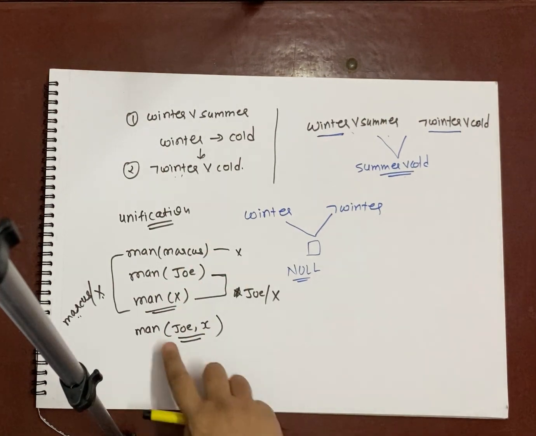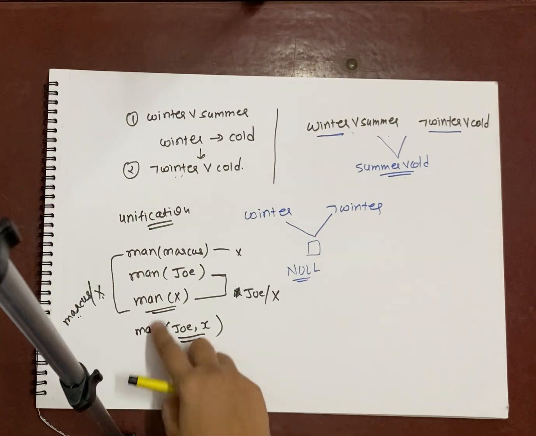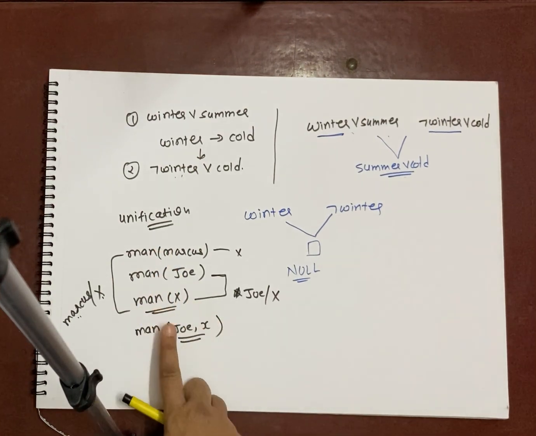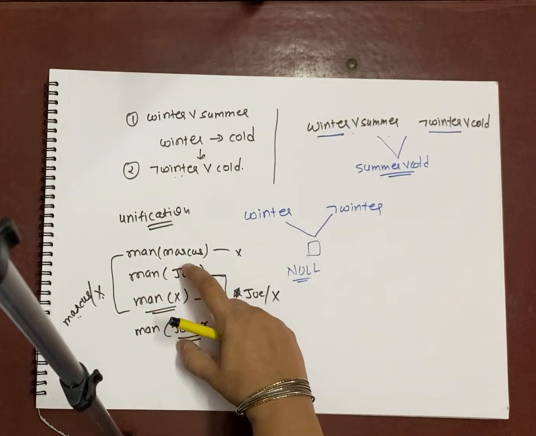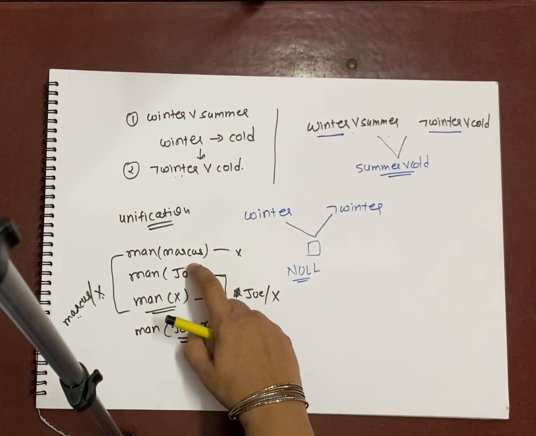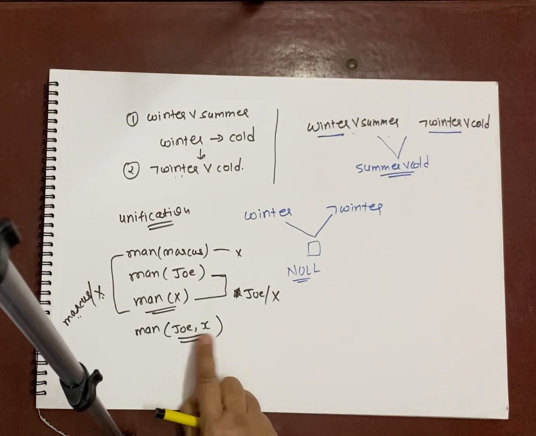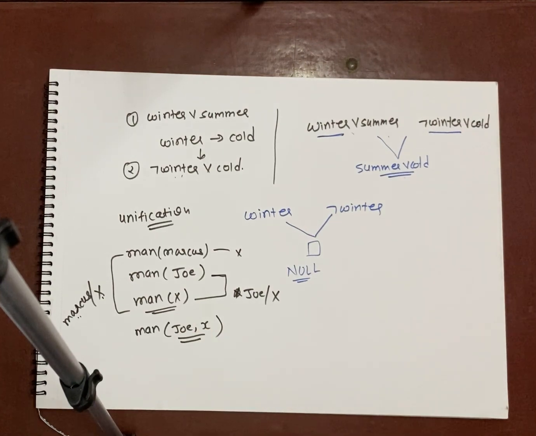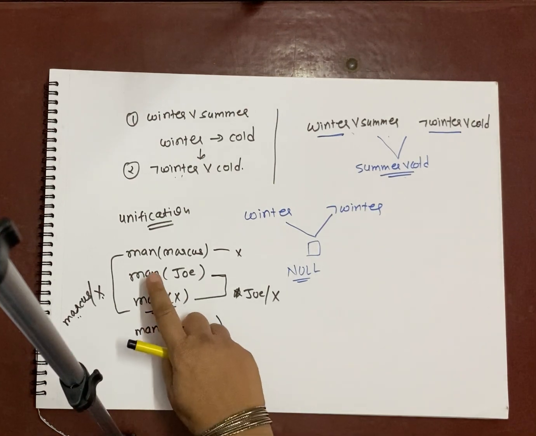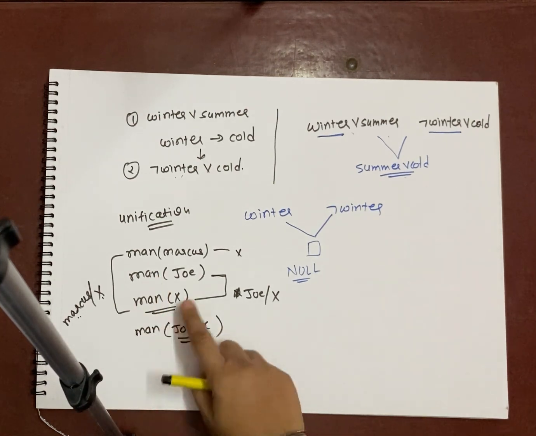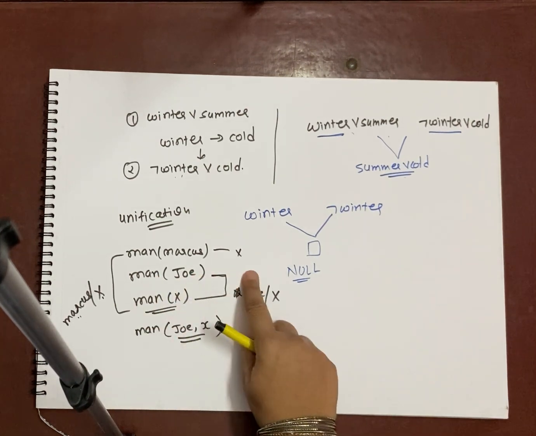No, I cannot say this predicate is similar to any of this. Why? Even if Joe is present over here, the same fact we are talking about, this has a single parameter while this has two parameters. So unification between the predicates is only possible when, first of all, the predicate name is same, then second is the number of arguments you have is same.